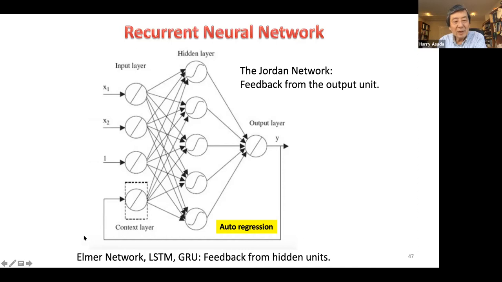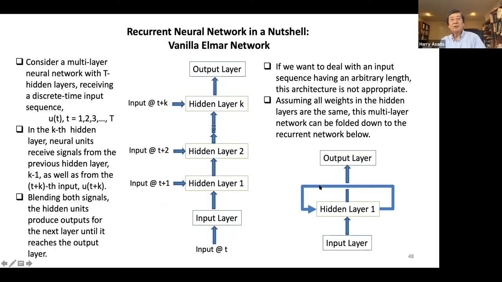Studied with the Elman network, and also the very famous LSTM and the GRU are all actually taking the feedback from hidden units. LSTM, long short-term memory, is actually one of the most successful neural networks being used. Okay, so we focus on this type of network, in particular, the simple case of the Elman network. That's actually the first one that came out.